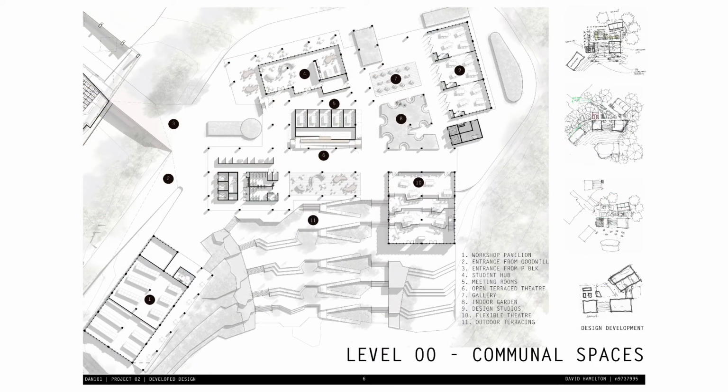So this is the floor plan on ground zero, showing the communal spaces, in particular the flexible lecture theatre to the right, flexible design studios, a student hub, terrace landscaping, and an indoor garden. Also seen to the bottom left is the proposed engineering workshop.